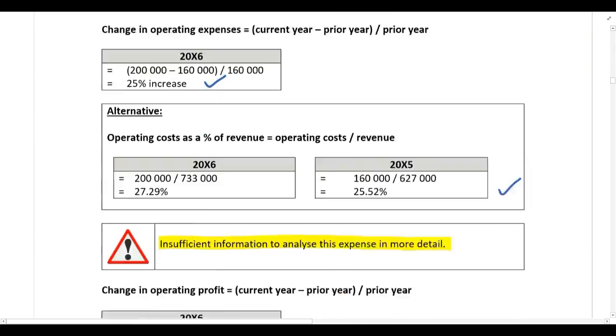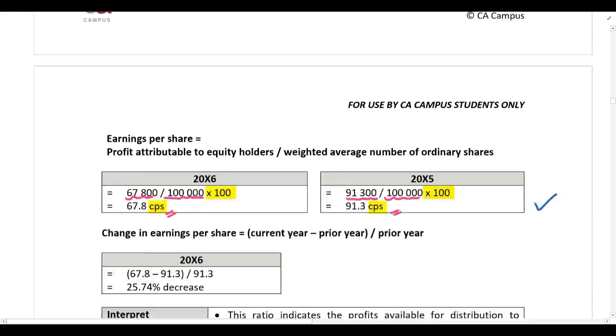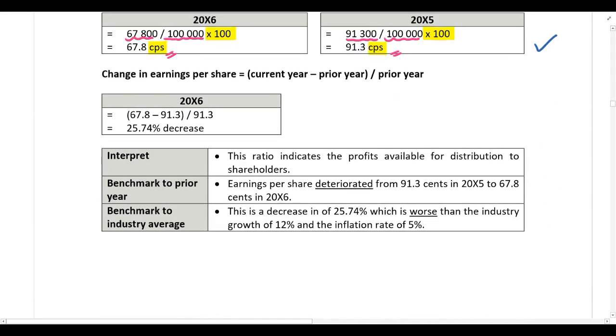All right, so that's just that one last calculation over there. All right, so here's the change in earnings per share. So remember, guys, whenever you're calculating a movement or a change, you take the current year, you subtract the prior year, and you divide by the prior year. So there's the current year earnings per share, there's the prior year earnings per share. You can easily perform the calculation. We have a decrease of 25.74%. All right, guys, so that deals with all of the calculations for this lecture example.